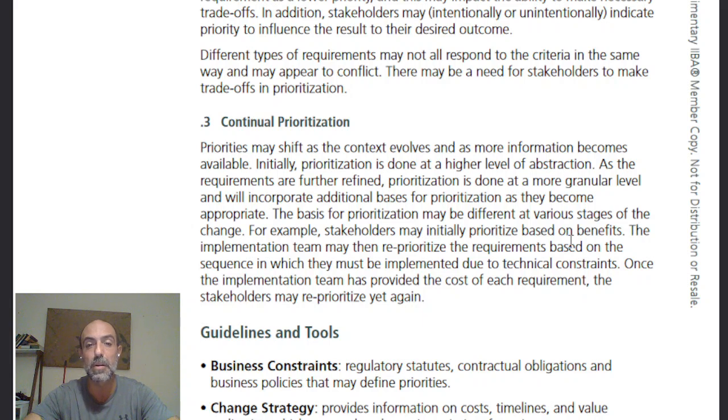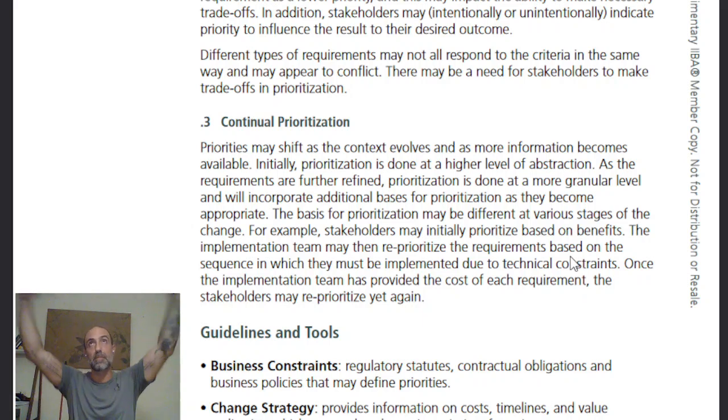Continual prioritization. Priorities may shift as the context evolves and as more information becomes available. Initially, prioritization is done at a higher level of abstraction. What do they mean by that? As the requirements are further refined, prioritization is done at a more granular level. So initially we prioritize somewhat randomly, and as we get deeper into the requirements, we are able to assess whether we made the right decision, or whether the priority is actually where it's supposed to be. And we'll incorporate additional bases for prioritization as they become appropriate.